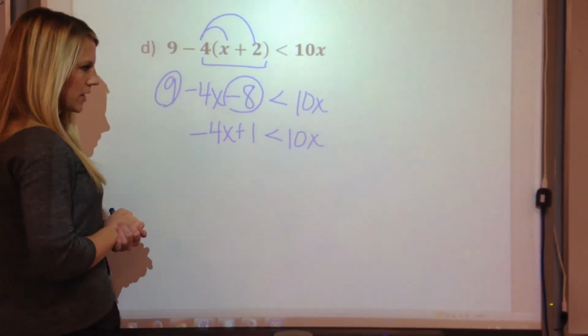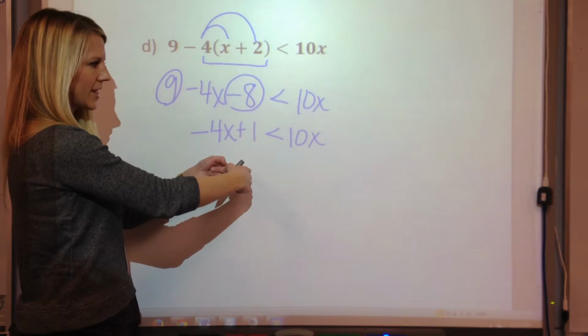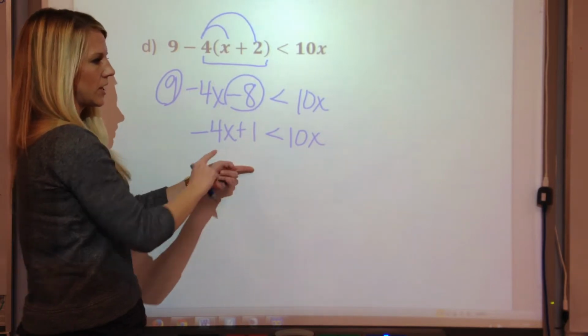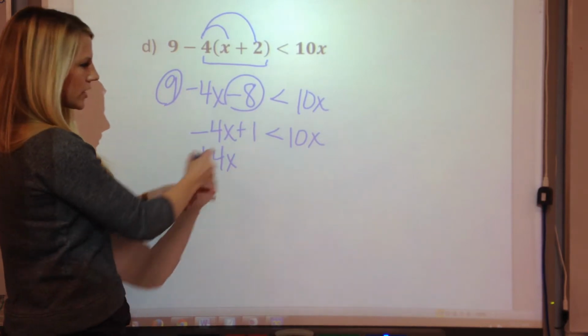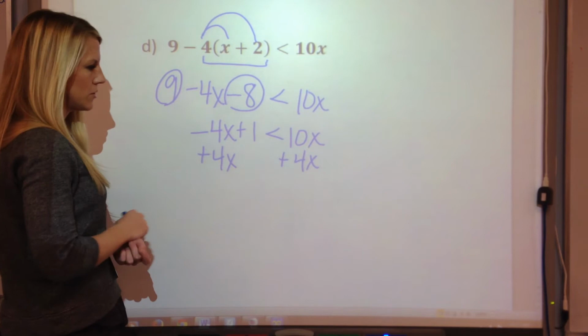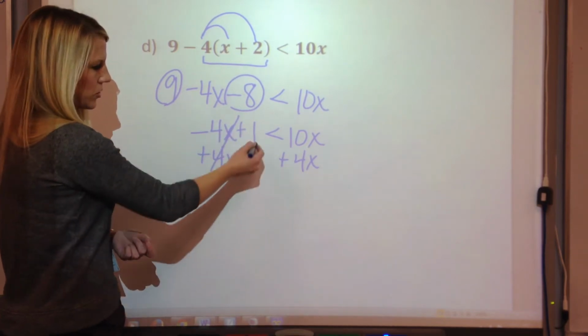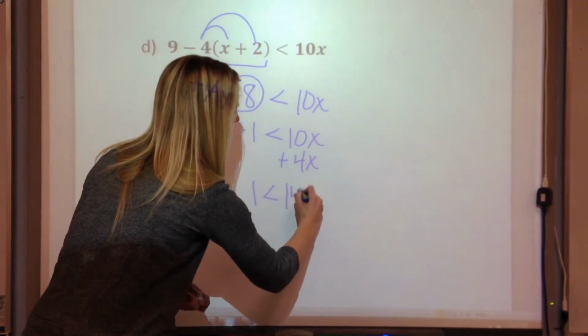So let's see what happened here. I've got the constant on one side. That means I've got to get the variable on the other side. So since the constant is on the left, I want to move the variable over to the right. So I need to add 4x to negative 4x to make that 0. Whatever I do to the left, I must do to the right. So bring down what's left. 1 is less than 10x plus 4x, so that's 14x.